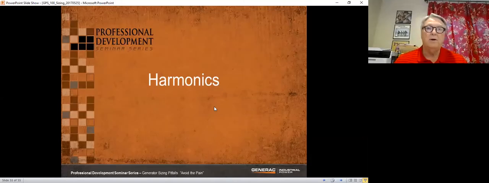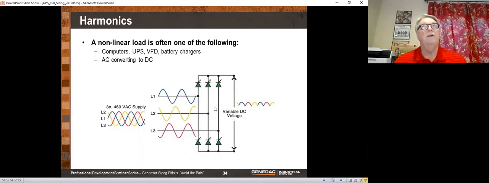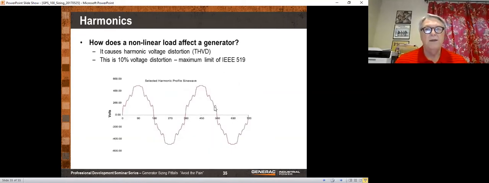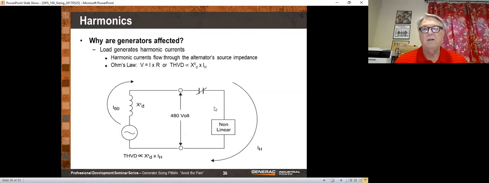Now let's talk about harmonics a little bit. We've had several sessions on harmonics if you've been a part of that, but harmonics are caused by all solid state loads, and they basically are high frequency currents that go back into your power system. Harmonics are very important. They can distort your voltage waveform, but in a generator, they also create much higher voltage distortion than they would on the utility.